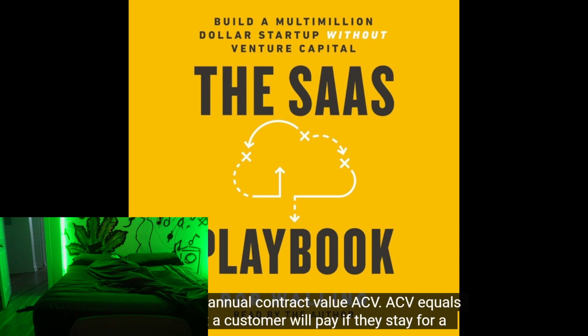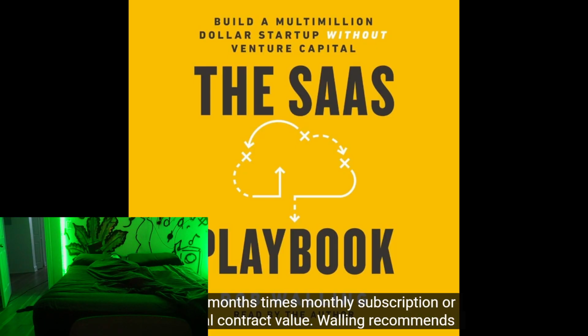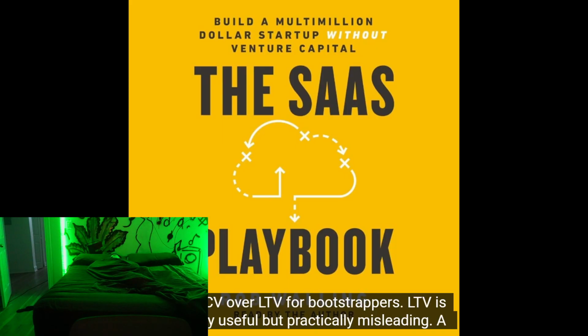High number 1: annual contract value, ACV. ACV equals the amount a customer will pay if they stay for a full year: 12 months times monthly subscription, or actual annual contract value. Walling recommends tracking ACV over LTV for bootstrappers.